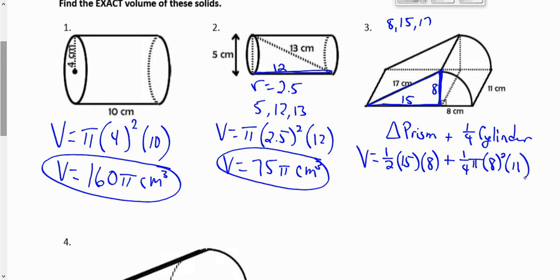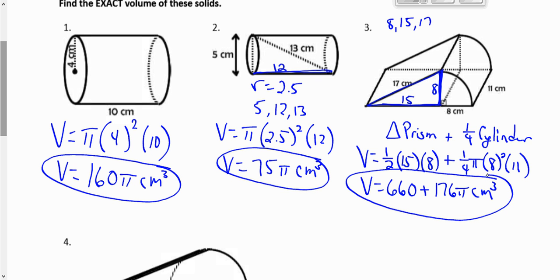You could have done the quarter cylinder first, right? So hopefully you'll get 660 plus what did we say, 176 pi? 176 pi cubic centimeters. Okay? And guys, those are not like terms. They won't combine. Do we have any questions on that one? You get it now?